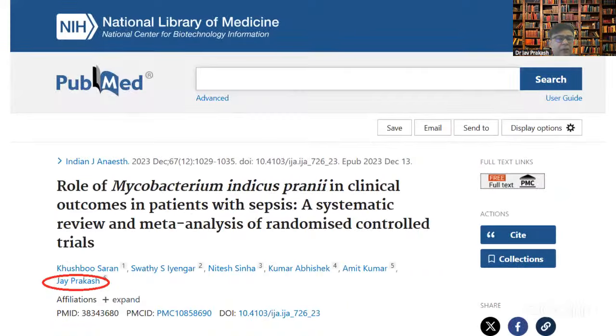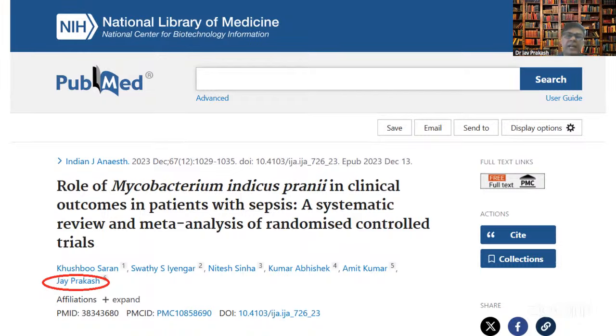Similarly, the role of Mycobacterium indicus pranii, which we use as Sepsivac. What is the clinical outcome in patients with sepsis? We wanted to know whether it is effective in cases of sepsis or not. So why have I shown all these slides? Because after reading many articles, you will feel that the results are contradictory, and I have to work on that.